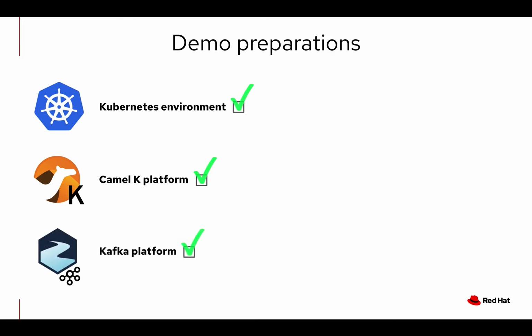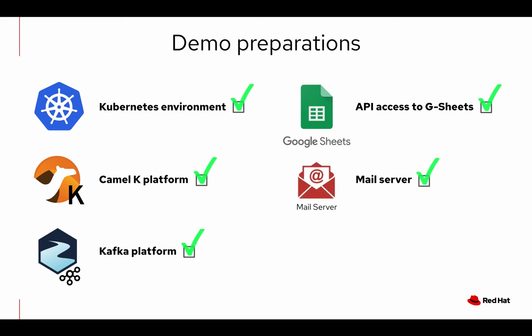We have deployed as well a Kafka platform that essentially will carry all the information and all the interactions between the different teams. We need as well to prepare API access to Google Sheets so that we can grab all the data from the spreadsheet and we can make the updates. Also, we have prepared a mail server, and with that we will simulate the interactions between the teams. And also access to Google Drive, because we want to upload some reports, as we will see in a moment.